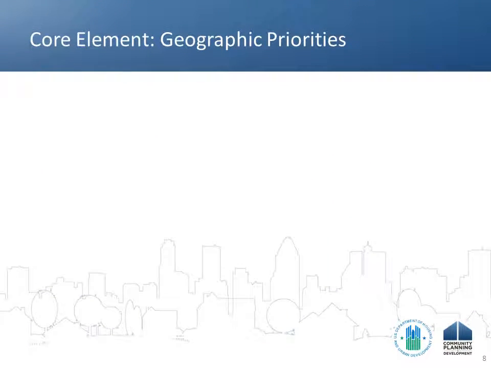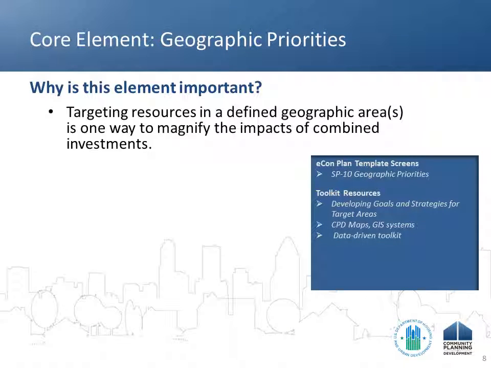A second element for planning for maximum investment is to identify geographic priorities and target areas. By targeting funds, grantees can combine investments in an area to achieve their goals. This is not to say that grantees should limit their investment to only one area, but rather that one way of increasing impact is to concentrate investment on several areas. The scale and type of investment should be customized to each area.